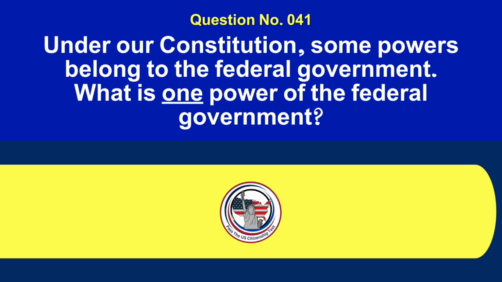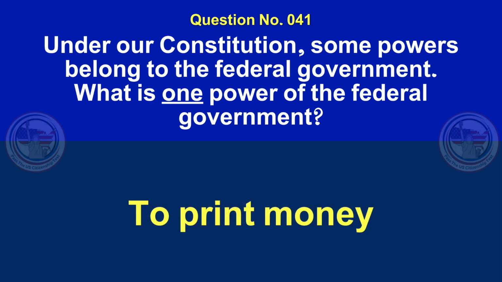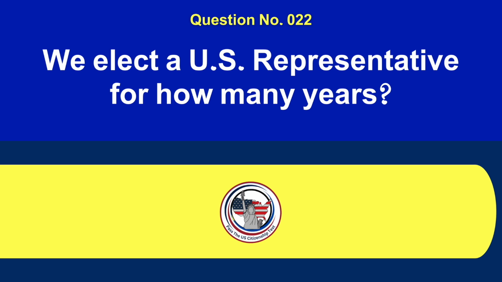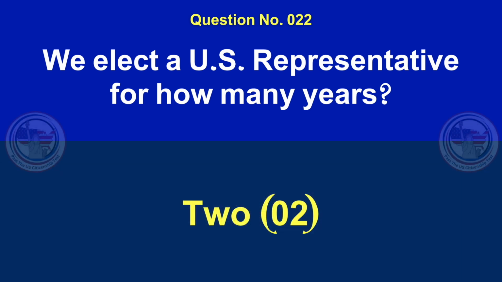Under our Constitution, some powers belong to the federal government. What is one power of the federal government? To print money. We elect a U.S. representative for how many years? 2.